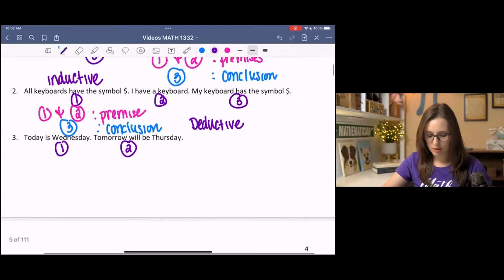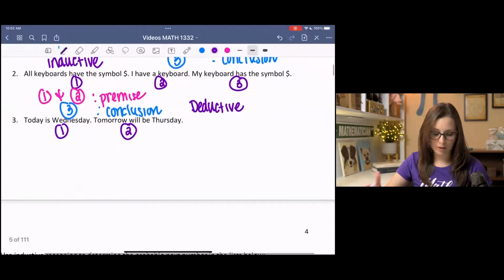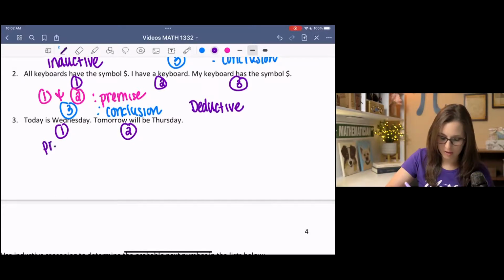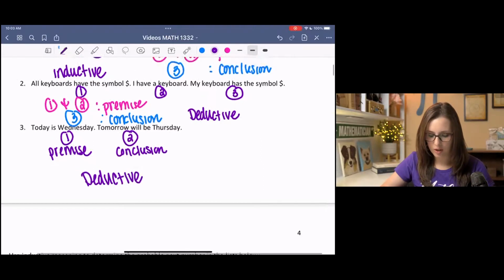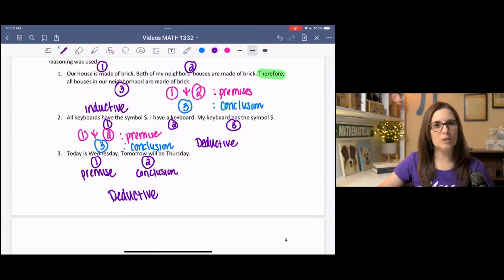And then the third example here, we have basically two general facts. Today is Wednesday. That's going to be the premise. Tomorrow is Thursday, or will be Thursday. That's the conclusion. And there's not really a pattern necessarily here, so this is going to be deductive reasoning. So that's kind of a couple examples of inductive versus deductive.